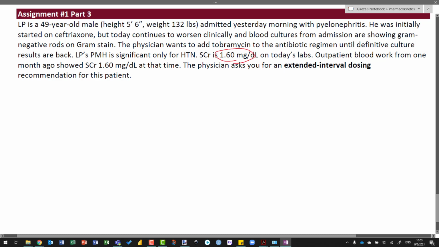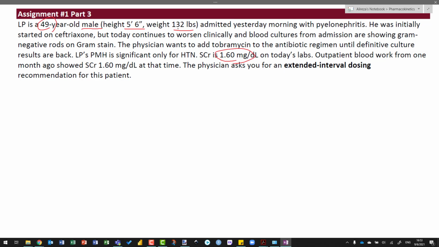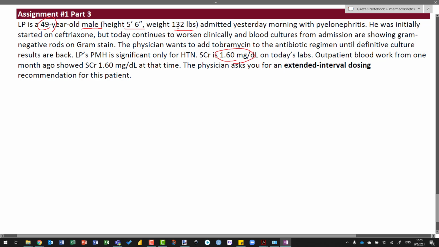So serum creatinine is 1.6. You want to make sure you note the age. This is a male. Here's the height and weight. And because it's extended interval dosing, one of the easiest ways to do this is using the Hartford Nomogram. This patient did not meet the exclusion criteria for extended interval dosing. So this is pyelonephritis and bacteremia.